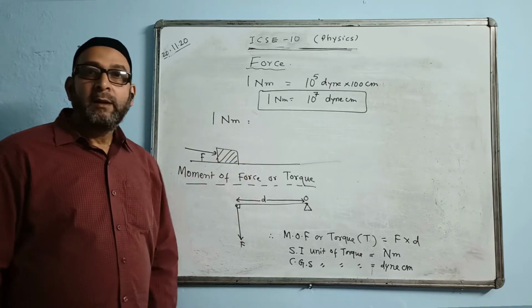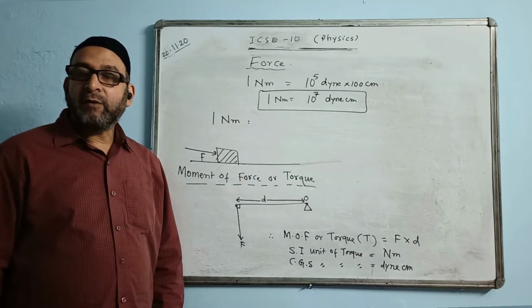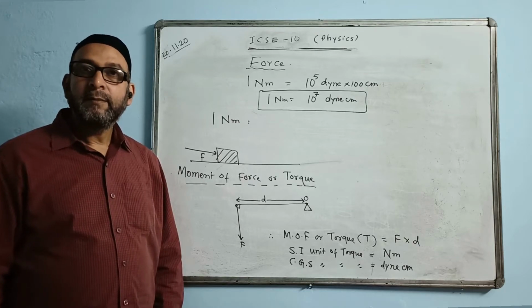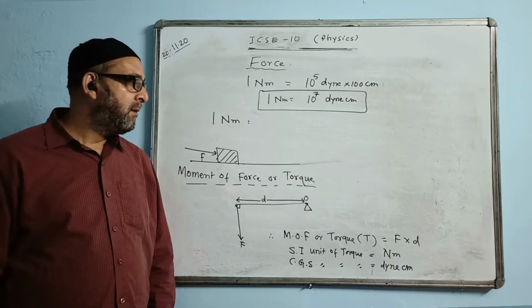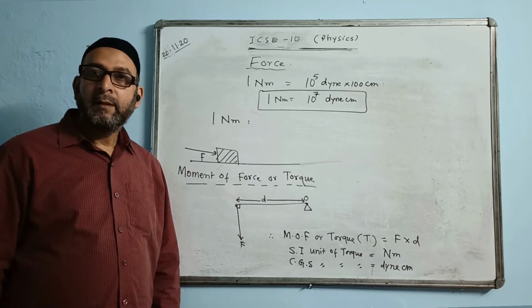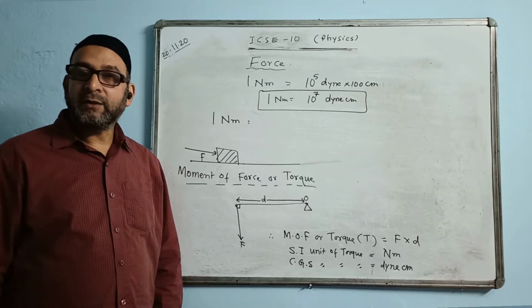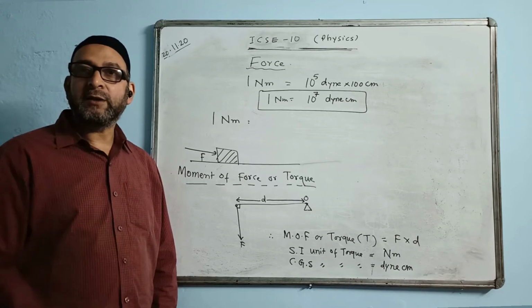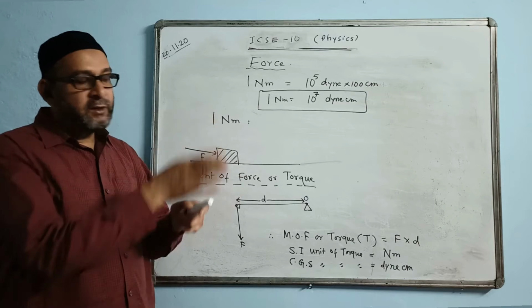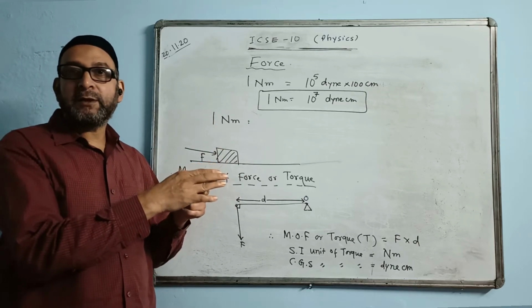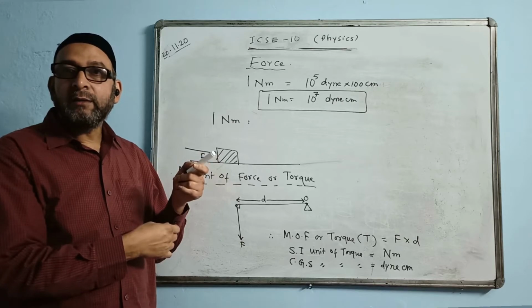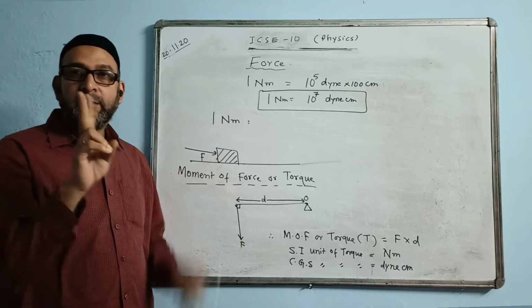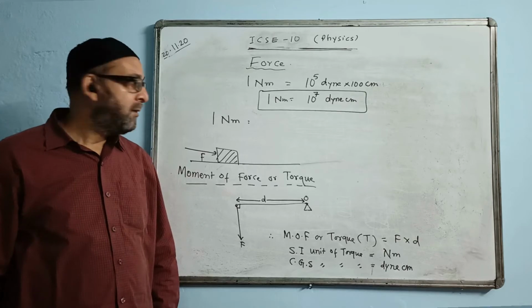Mention that. Torque is a vector quantity. That means it is going to have directions. It has normally two directions. Turning effect will take place either in the anti-clockwise direction or in the clockwise direction. There can be only two directions.